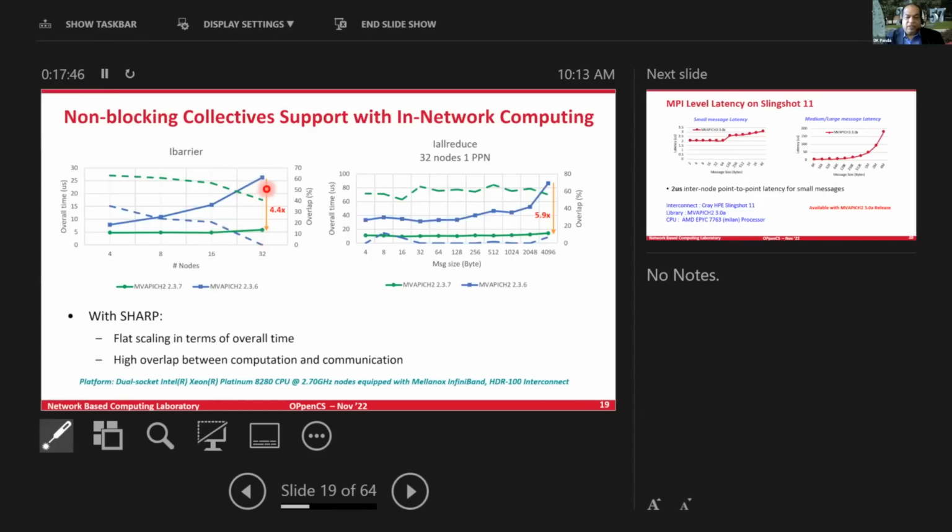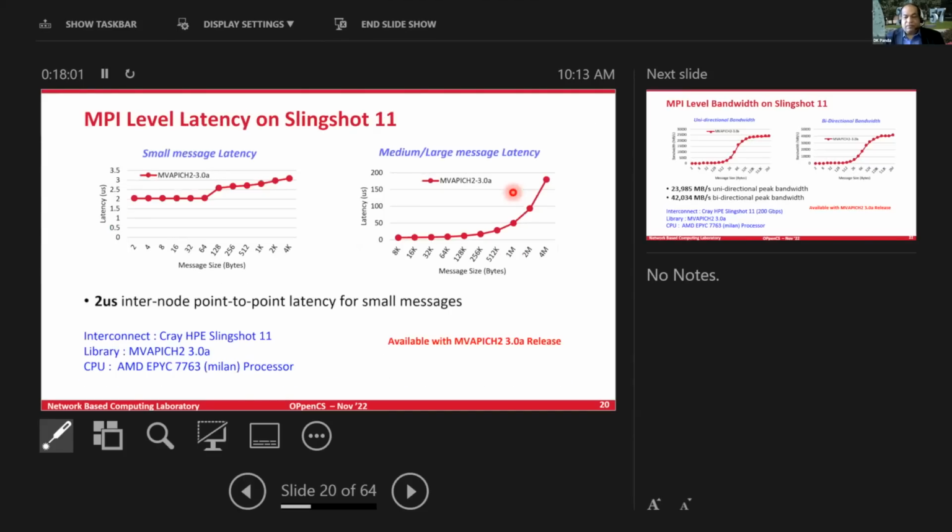As you can see, we're able to reduce the latency and improve the overlap, because overlap is important. How you design this internally so that the computations can make progress. The same thing happens here also. We are able to reduce the latency and then improve the overlap.